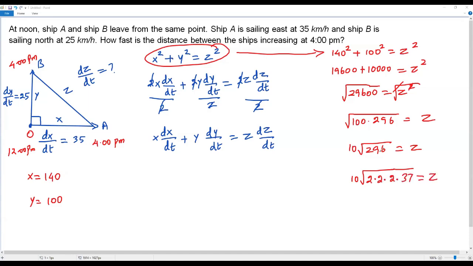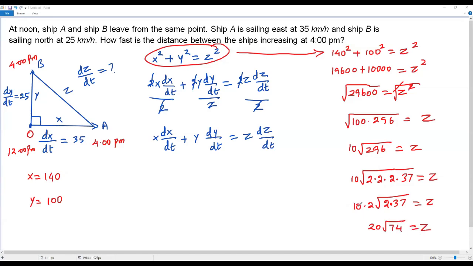When I resolve this 296 into prime factors, you can use it with L division. So for every two same numbers multiplied inside the square root, one number will come out. For these two twos, one 2 will come out. And inside the square root, we have 2 times 37 equals 74. So 10 times 2 is 20 times the square root of 2 times 37, which is 74, equals Z.